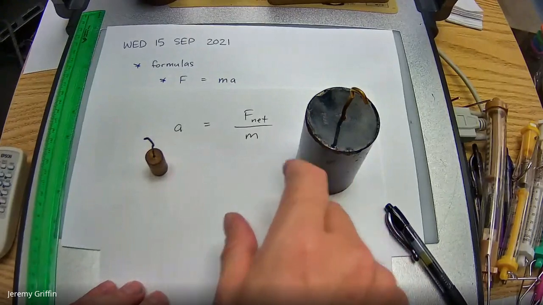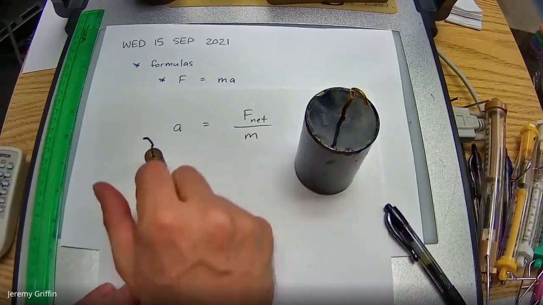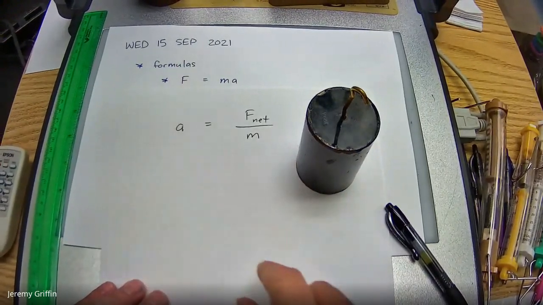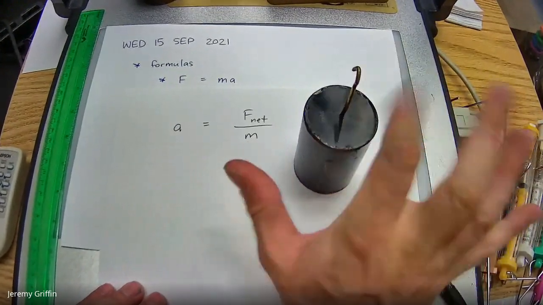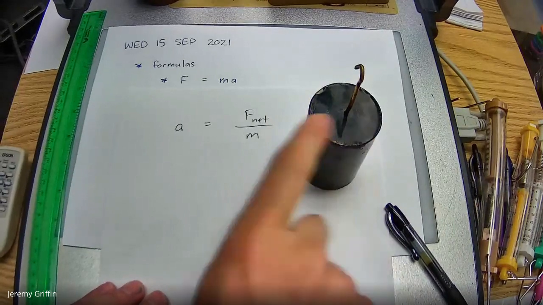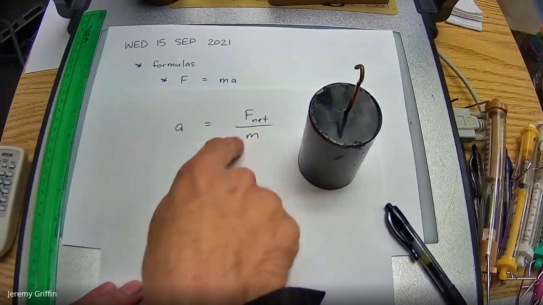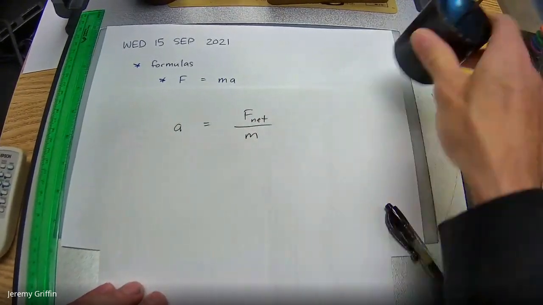But let me put the same amount of force on both of these. So I put some force on this one. It goes flying across the room. Same force on this one. Barely budges. It's really hard to move this guy. Okay? Because this one has so much mass by comparison. Just a huge denominator, very, very small acceleration.